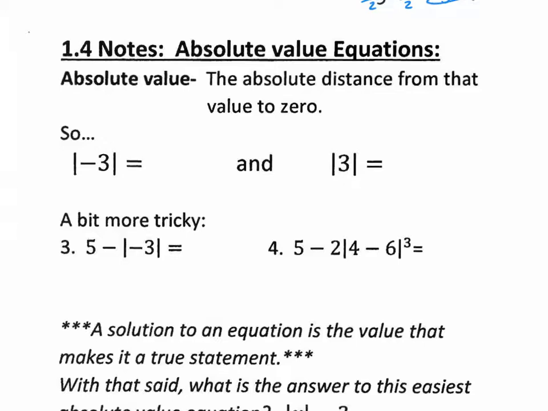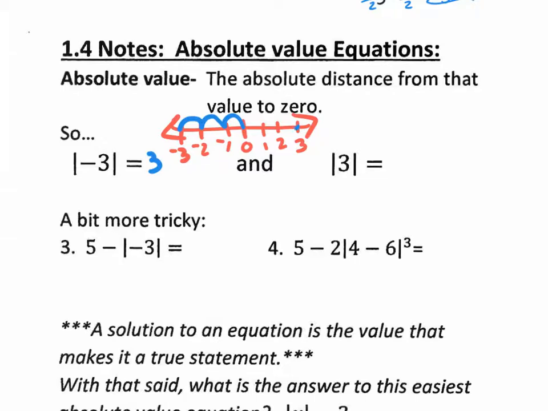So if you wanted to visually see it on a number line, let's say here's 0, 1, 2, 3, negative 1, negative 2, negative 3. What would the absolute value of negative 3 be? 3, because you're here and it's 1, 2, 3. The distance is 3. How about the absolute value of positive 3? It's also 3 because it's the absolute distance from that value to 0.